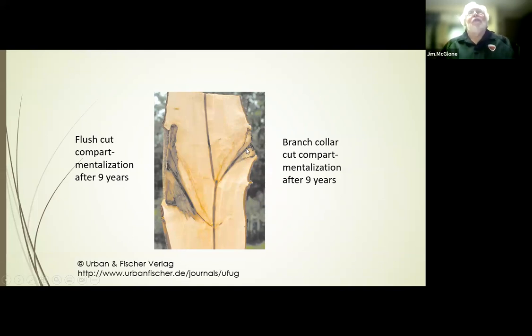So this is what it looked like. This was a horse chestnut, and they made these two cuts, and they came back 9 years later. They cut down the tree, cut it in half, and this is what it looked like.